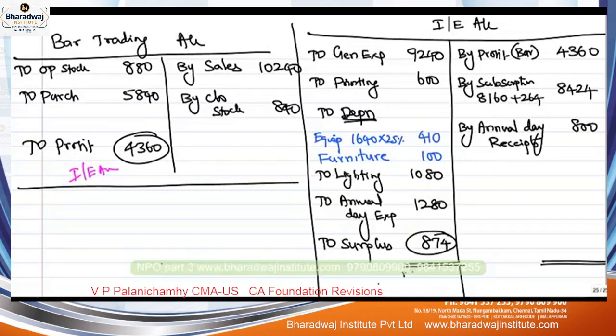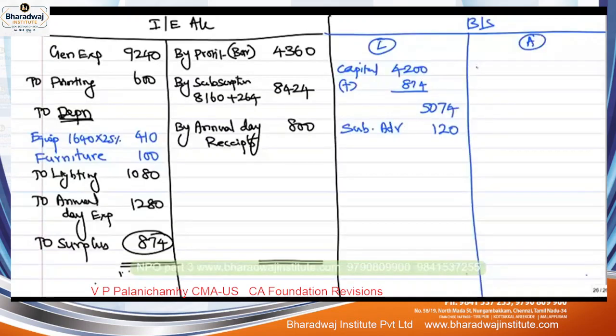Try to prepare the balance sheet next. Try to prepare the balance sheet. Liability side capital plus surplus varum, advance subscription varum. Complete the balance sheet paakalam. Try to complete the balance sheet. Interest on investment. Capital fund add surplus, advance subscription varum. Any other liability? No. Try to prepare and complete the assets and tell the total.